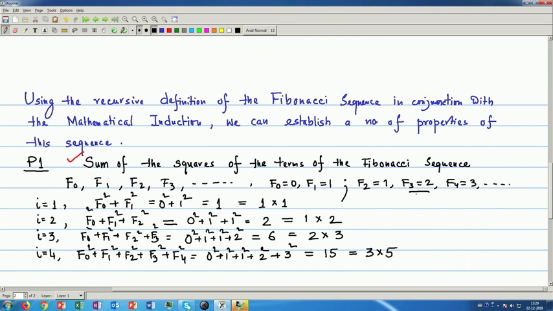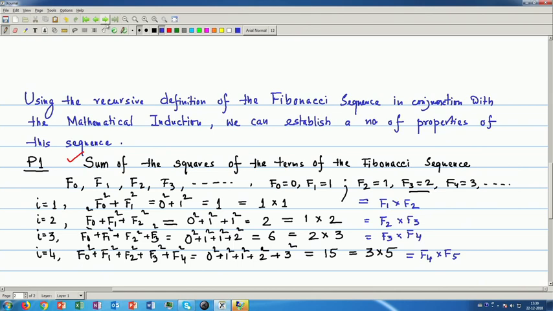Now, my f2 into f3 is 2. So, I can write this thing as f1 into f2. I can write this thing as f2 into f3. I can write this thing as f3 into f4, this as f4 into f5. So, we get a pattern.